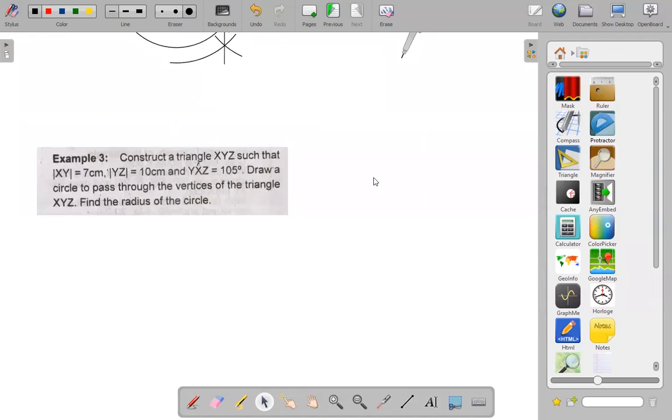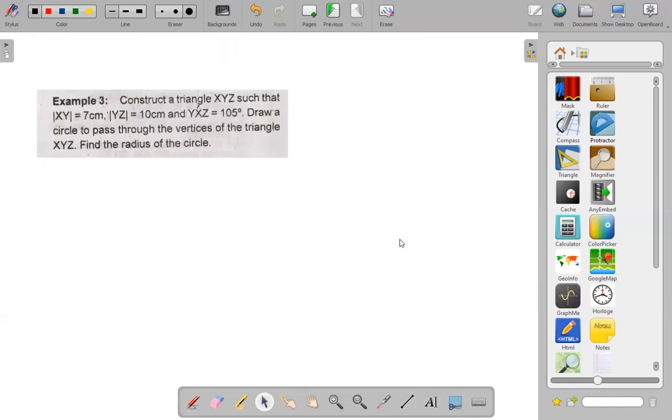Example 3 says, construct a triangle XYZ such that XY is 7 centimeter, YZ is 10 centimeter and angle YXZ is 105 degree. Draw a circle to pass through the vertices of the triangle XYZ. Find the radius of the circle.